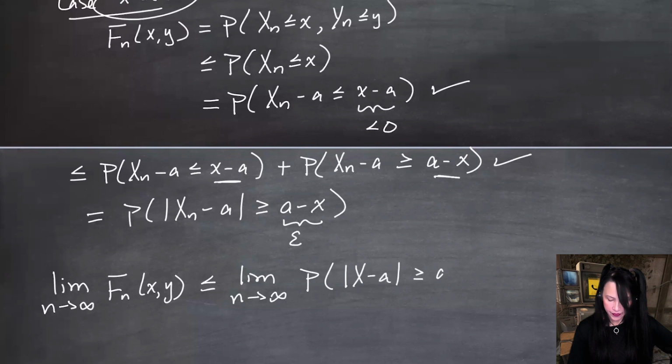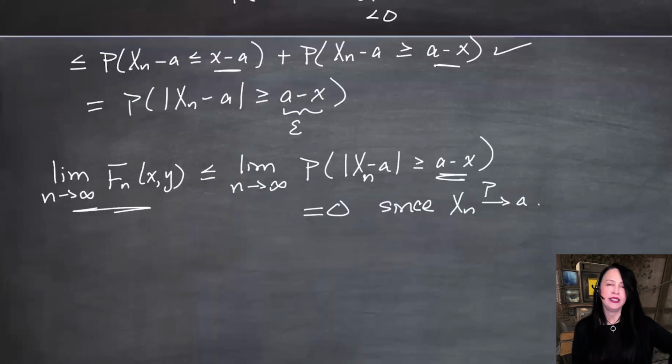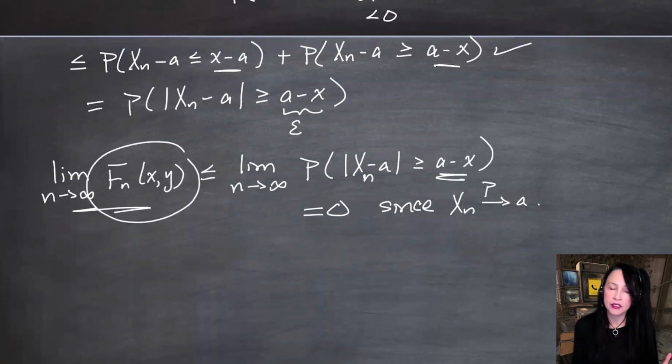And again, this is a fixed positive number. Because xn is converging in probability to a, that distance will not be greater than this number with any positive probability. So this is going to go to 0, since xn is converging in probability to a. And so we have another kind of squeeze result. The CDFs here, these are probabilities. These are between 0 and 1.